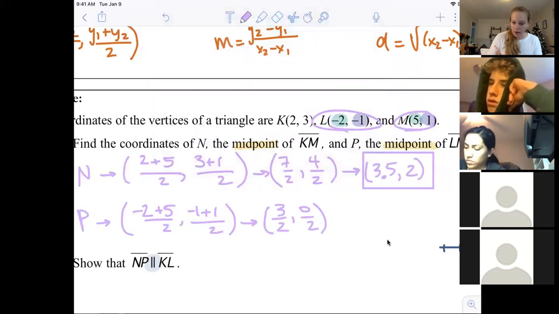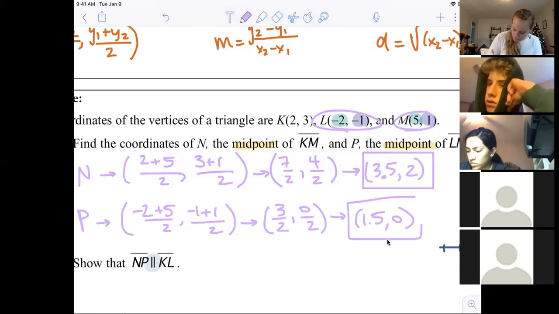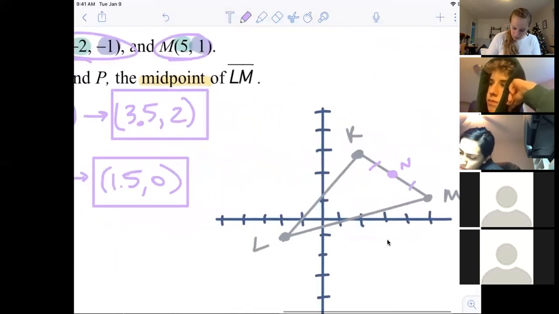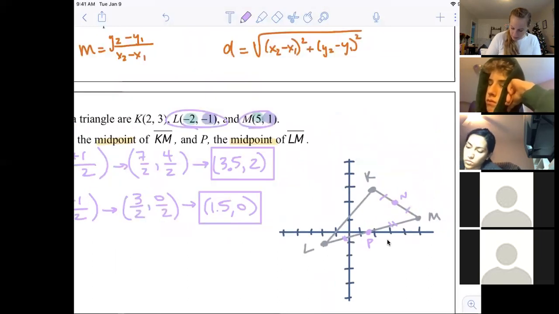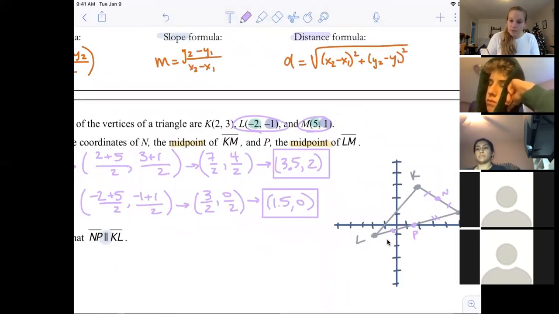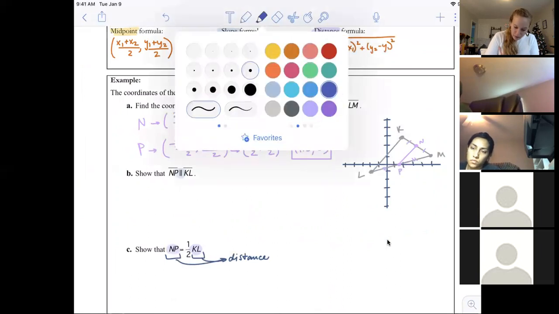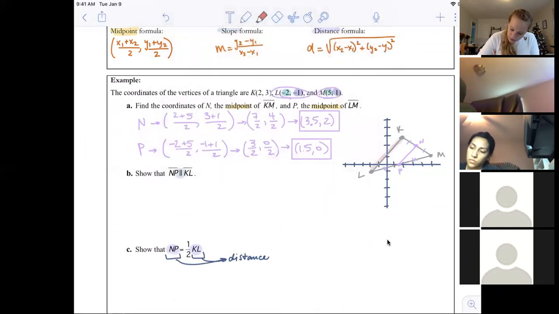I simplify and I get 3/2 and then 0/2. So that becomes 1.5 and 0. Cool, a new point. So I'm gonna go graph 1.5, 0, which is about here, which looks pretty good. So those are my midpoints, which means that they make a mid-segment. My next two problems are dealing with NP and KL. So I am basically focusing on these two lines for the rest of this problem, KL and NP.